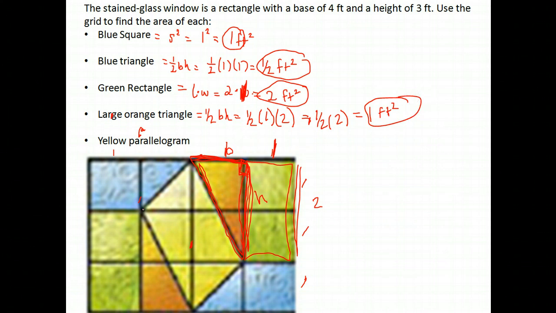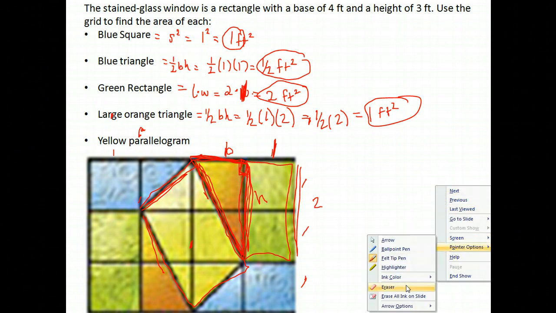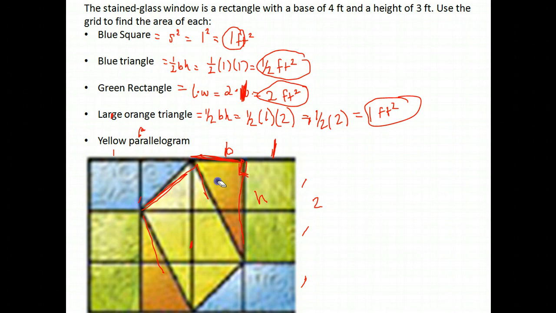And finally, we have the area of this yellow parallelogram. Notice it's right in the center there. Parallelograms, we're supposed to do base times height. Alright, with the yellow parallelogram, we're going to be a little inventive on this one. And I'm going to show you why. I'm going to do some erasing here, and then we'll talk about why I decided to be a little more inventive on this one with regard to finding its area.